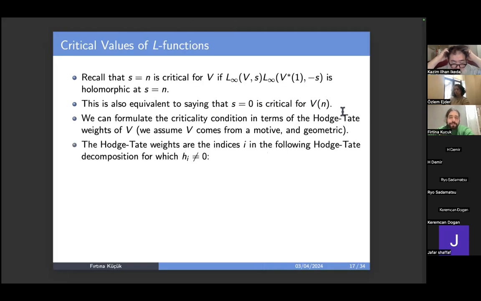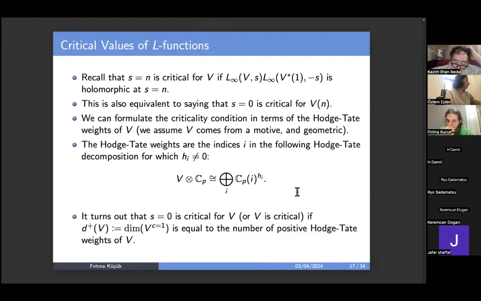The Hodge-Tate weights are the indices in the following Hodge-Tate decomposition. So if we tensor V by C_p, if it is Hodge-Tate, it decomposes like this. And those indices i are called Hodge-Tate weights, and they are counted with multiplicities h_i. For example, the Hodge-Tate weight of the cyclotomic character will be one. Or the Hodge-Tate weights of an elliptic curve will be 0 and 1. There are other conventions, but this is the convention that we use for the rest of the talk.